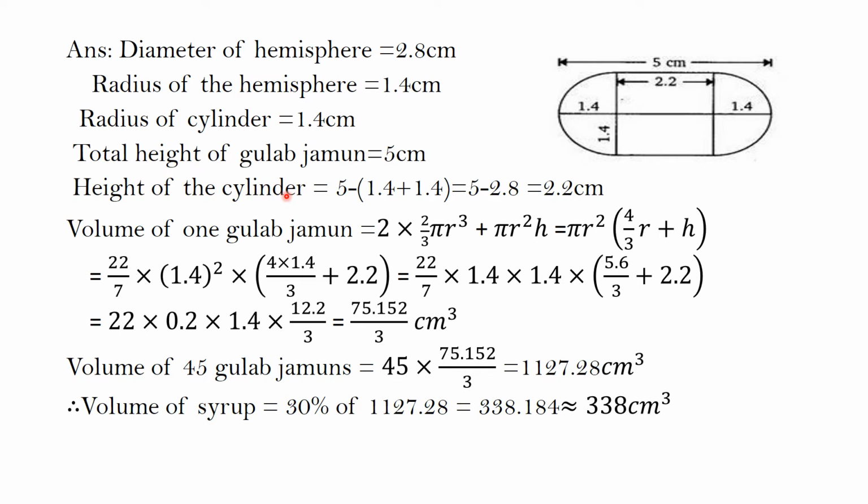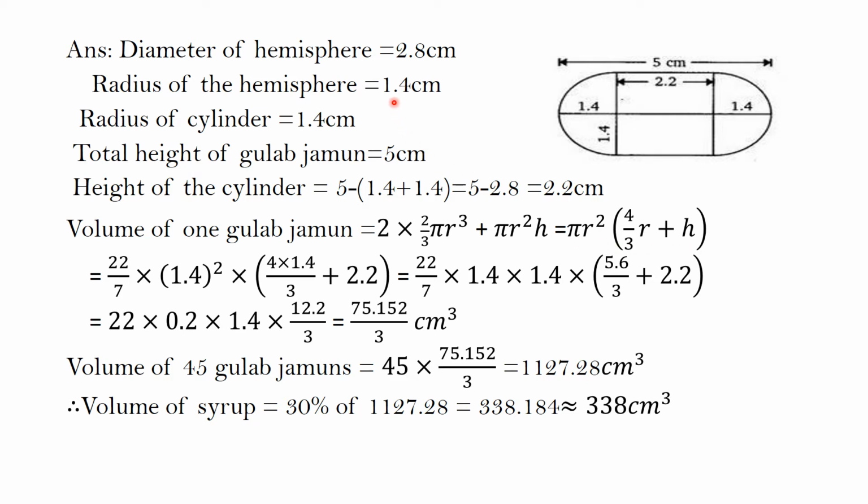Now for finding the height of the cylinder, we can say the total length 5 cm minus 1.4 minus 1.4, which is equal to 5 minus 2.8 equal to 2.2 cm. To find the volume of one gulab jamun, that is volume of the cylinder plus 2 times volume of the hemisphere. Substituting the formula, it will be 2 times 2 by 3 pi r cube plus pi r square h. Taking the common factor pi r square, we have pi r square into 4 by 3 r plus h.